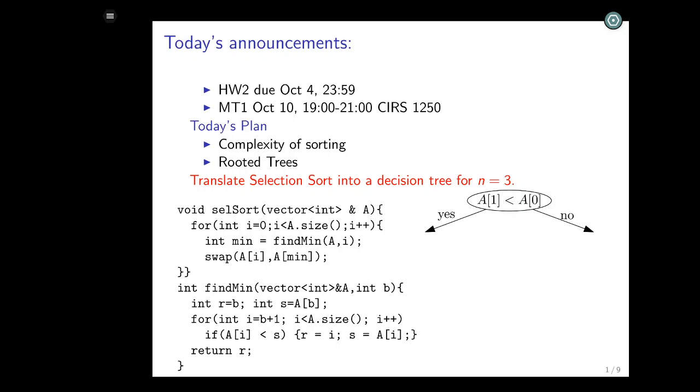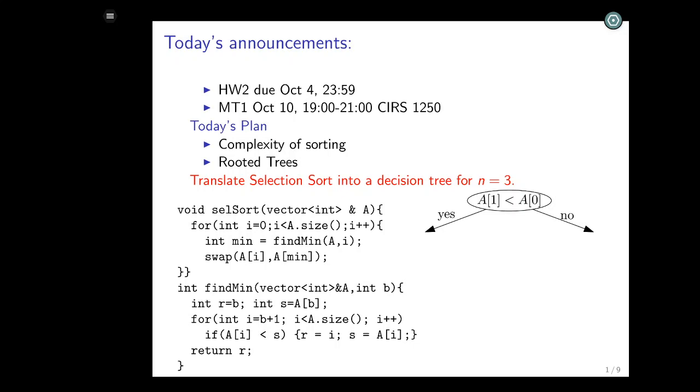And I thought as a warm-up that you might enjoy writing down the decision tree for selection sort. However, as I wrote down the decision tree for selection sort, I found that it wasn't so enjoyable after one branch. So I'm suggesting that you do the yes branch as a warm-up for what comparisons are being made in this version of selection sort.